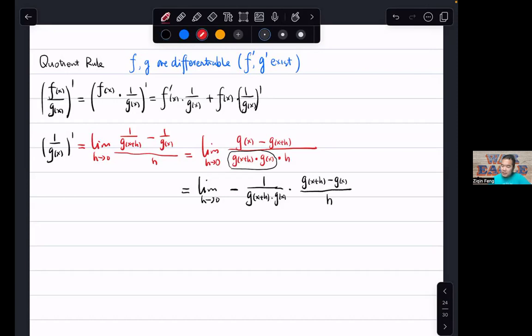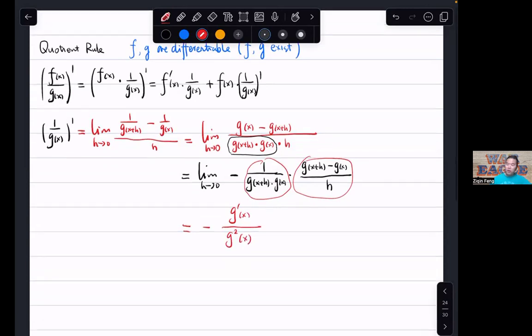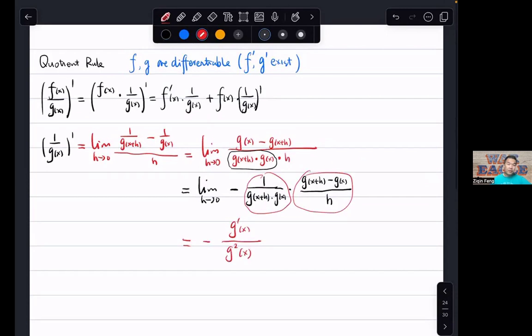Now you can see that the second group goes to g prime, and the first group goes to 1 over g squared of x, because g of x times g of x is g squared of x. So this is negative g prime of x over g squared of x. This is how we develop the formula for the derivative of 1 over g of x. We just follow the definition of derivatives.